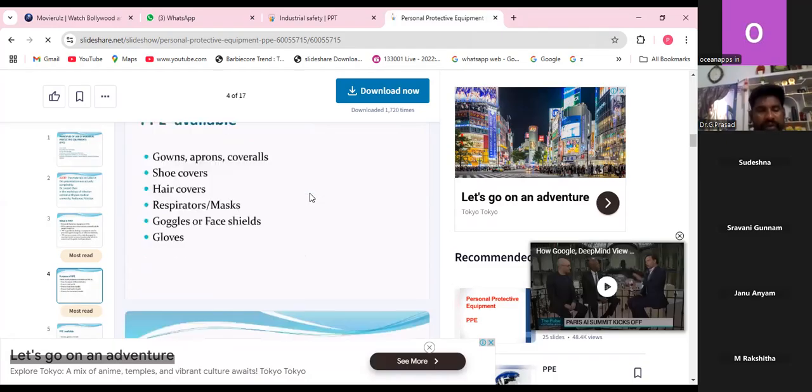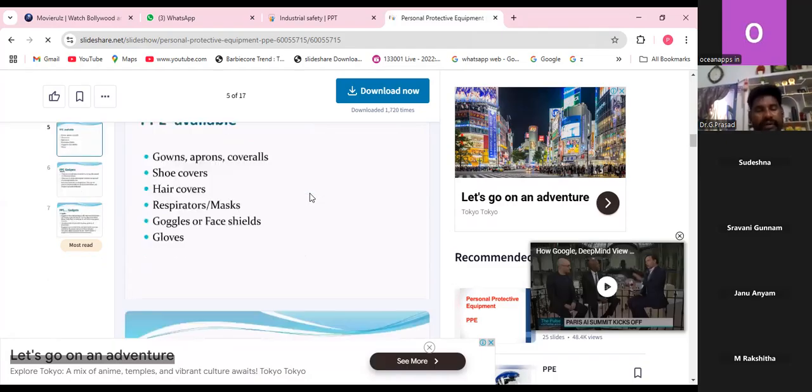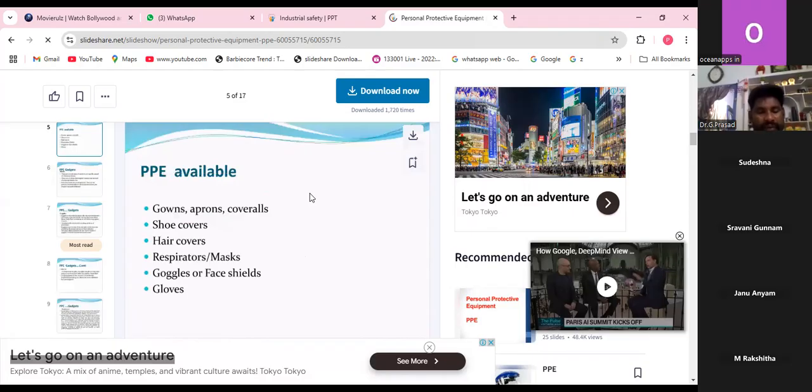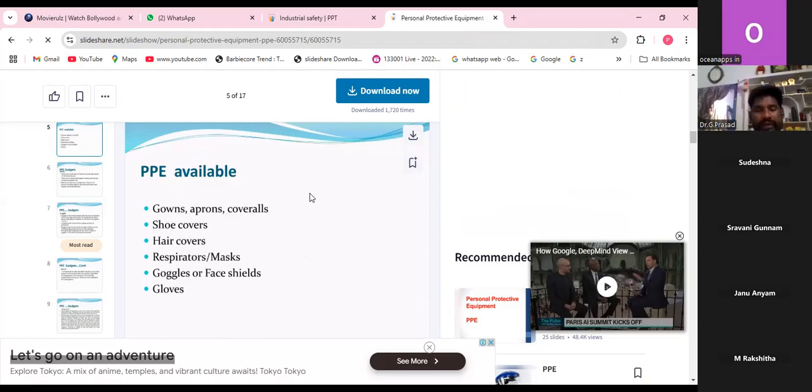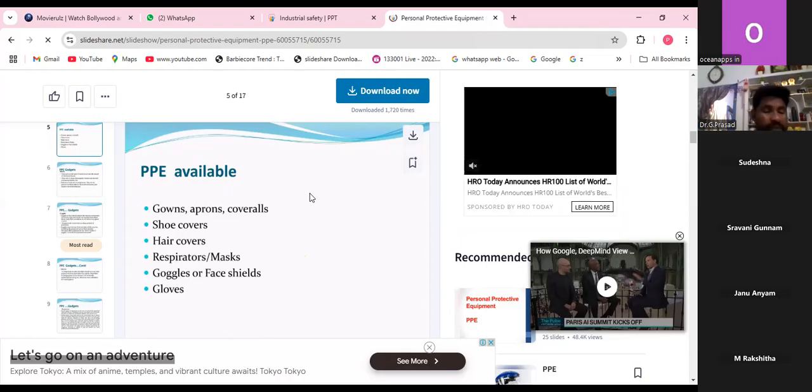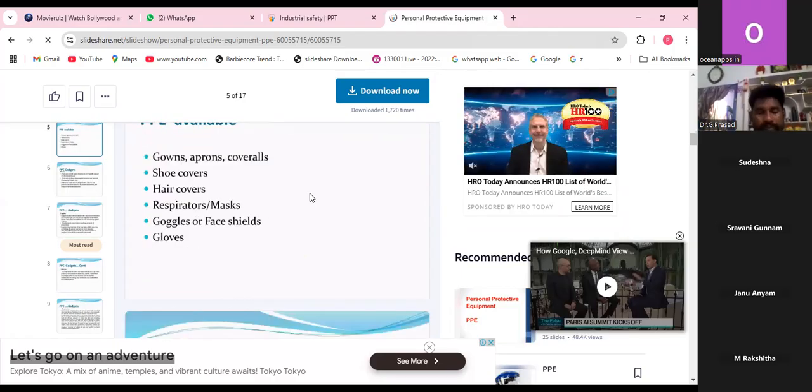What is included in the PPE? We have gowns, aprons, coveralls, shoe covers, hair covers, respirators, masks, goggles, face shields, and gloves. So these are called personal protection equipment. When you join a company, they will give you the basic personal protection equipment, that is shoe covers, face covers, respirators. These are all called personal protections.